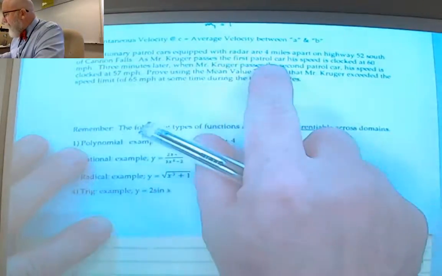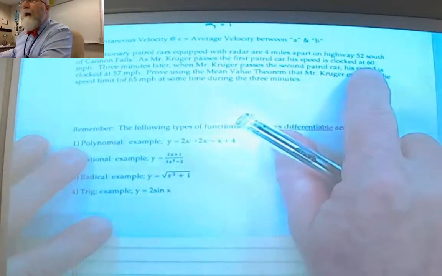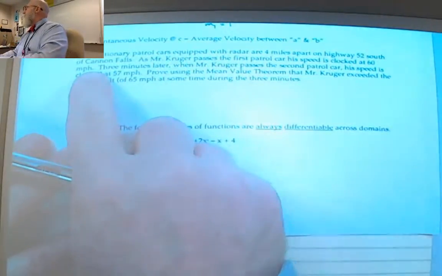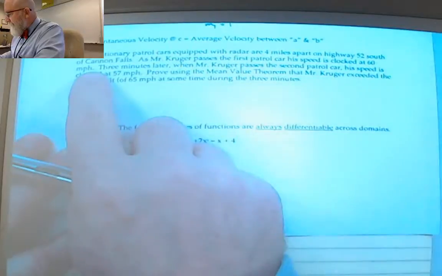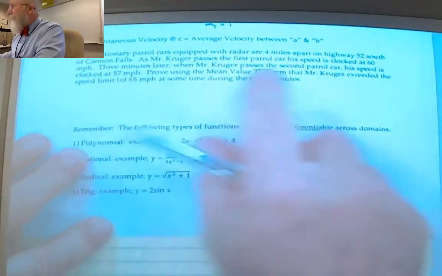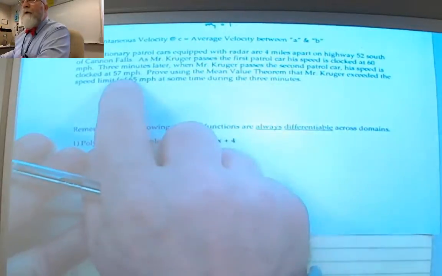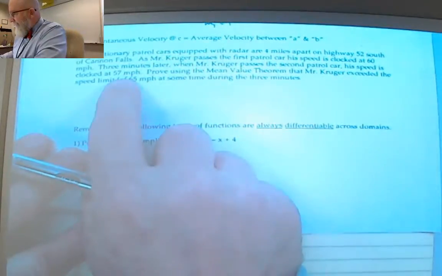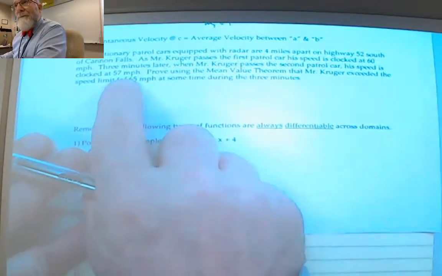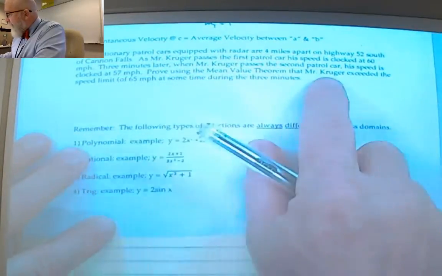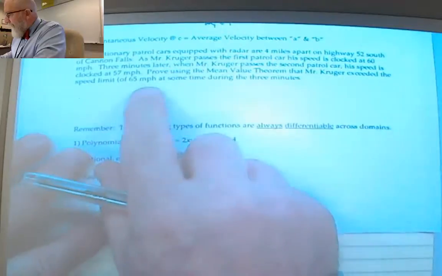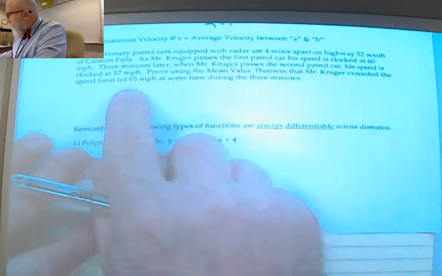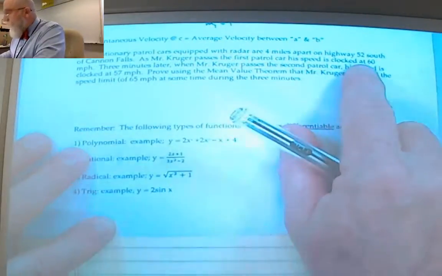I am passing the first patrol car and my speed is clocked at 60 miles per hour. Well within the speed limit, by the way. 3 minutes later, I pass the second patrol car and my speed now is 57 miles per hour. Well within the speed limit. I get pulled over and fined. Prove using the mean value theorem that I exceeded the speed limit of 65 miles per hour. How is that possible? I was going 60 and 57.